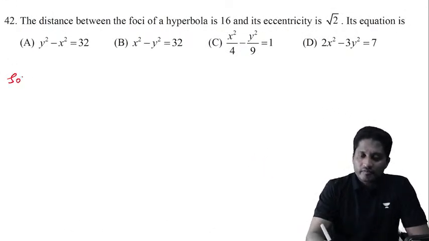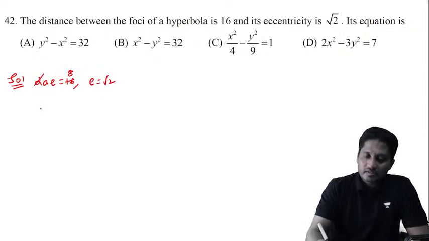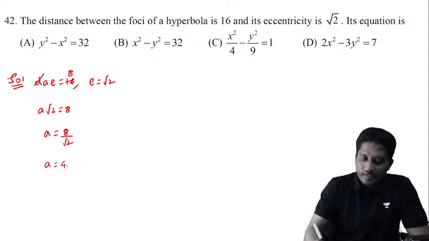The distance between the foci of a hyperbola is 16. Distance between the foci is 2AE is equal to 16. Eccentricity is root 2. So 2 will cancel, A times root 2 is equal to 8. A is equal to 8 divided by root 2. 8 is equal to 4 into 2, divided by root 2, which is equal to 4 root 2.